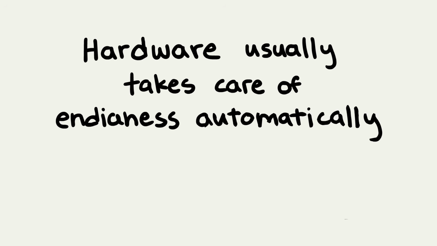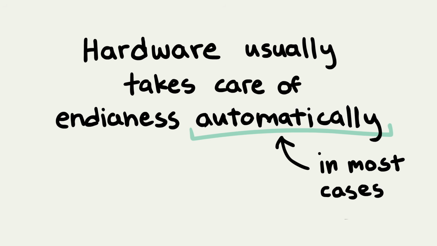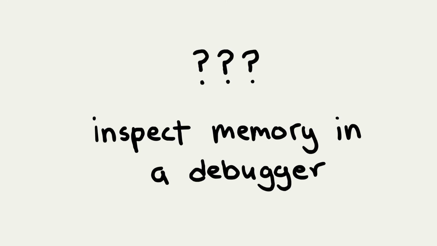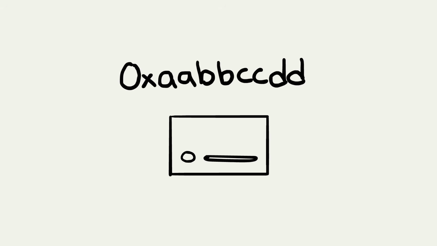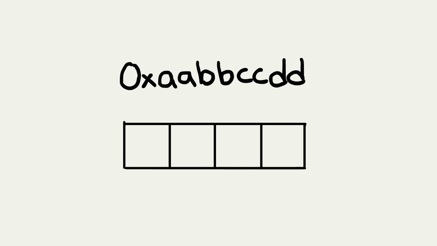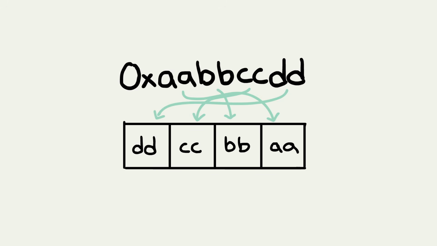Since the hardware takes care of endianness for us in most cases, you shouldn't have to worry about it much if you're a programmer. That being said, it can be extremely confusing to inspect memory using a debugger because you might see some unexpected values. Let's take this hex number for example and assume that we're using hardware that's little endian. That means that when we store this number, the processor will store it with the least significant byte first.